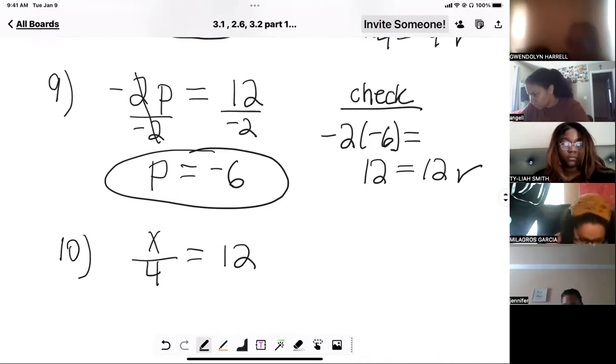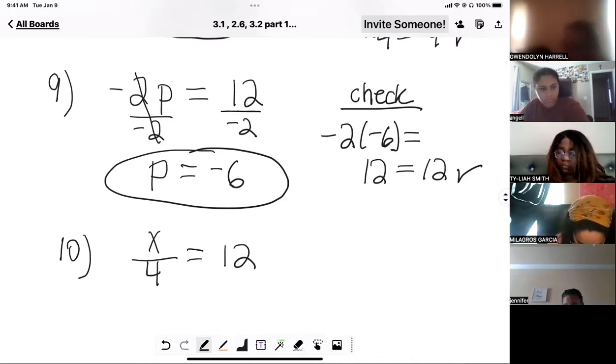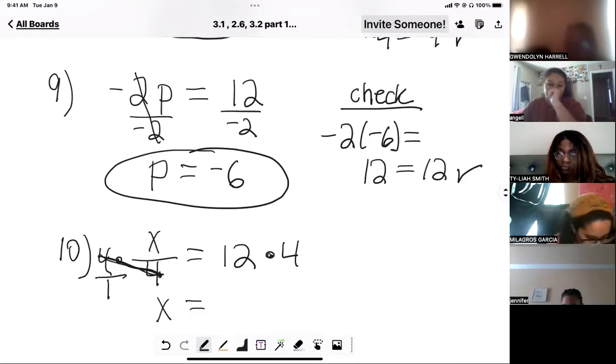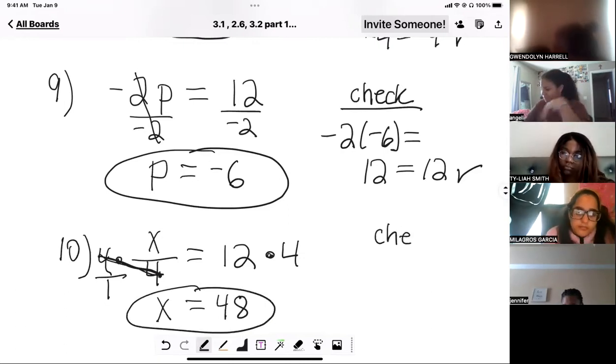Okay, so 4 is being divided. The opposite of dividing is to multiply, so I'm going to multiply both sides by 4. 4 divided by 4, remember it's 4 over 1, so 4 divided by 4 is just 1, which leaves just x. And then 12 times 4 is 48. And then you can check it. So x should be 48, unless I did something wrong.